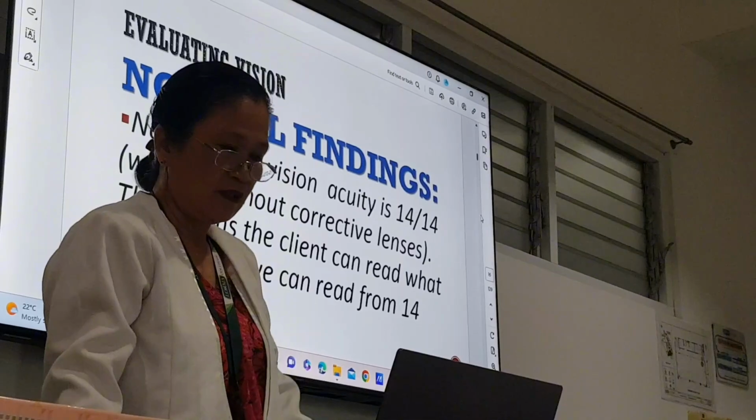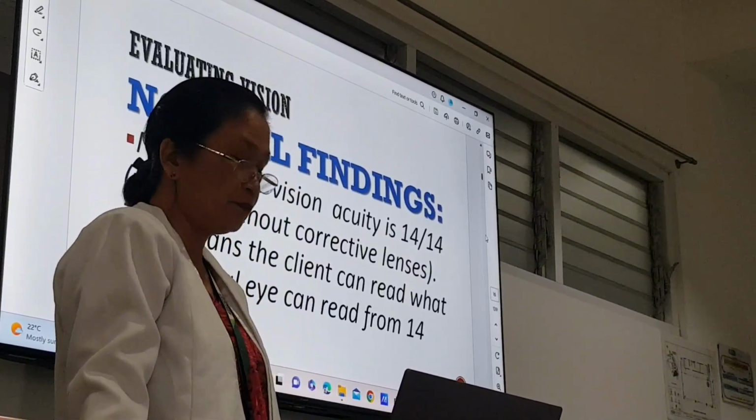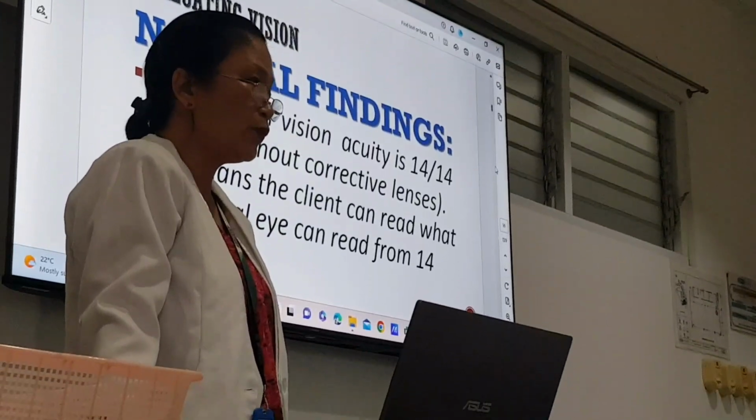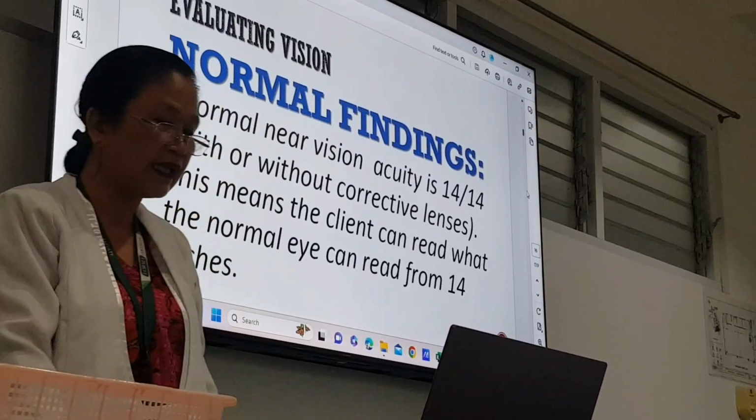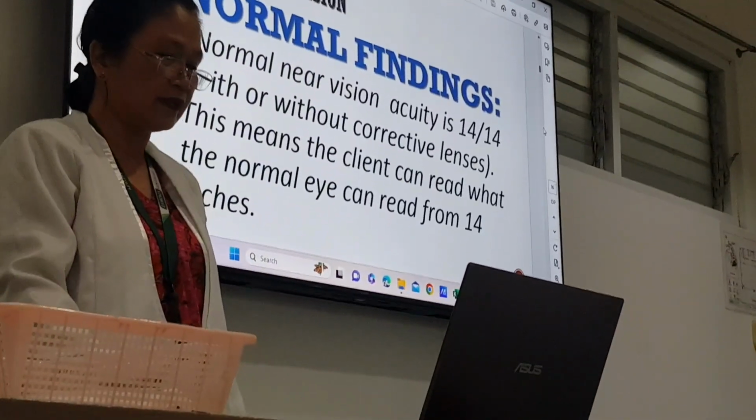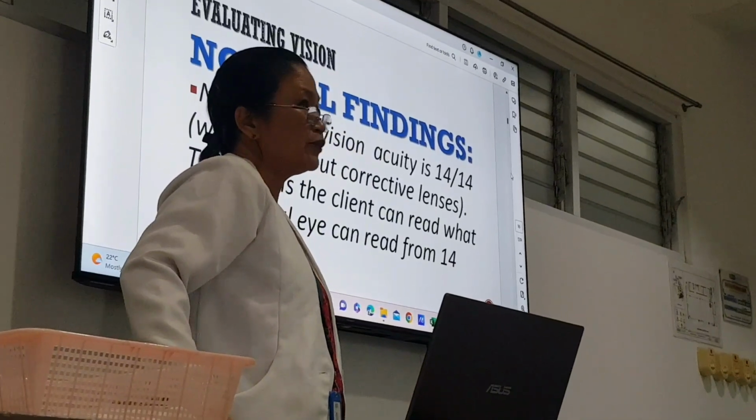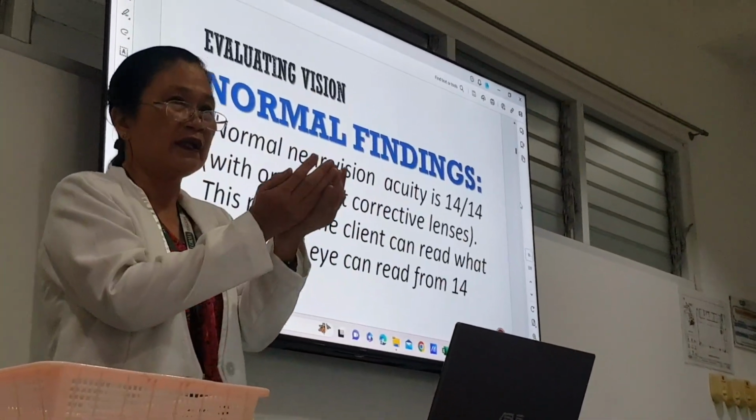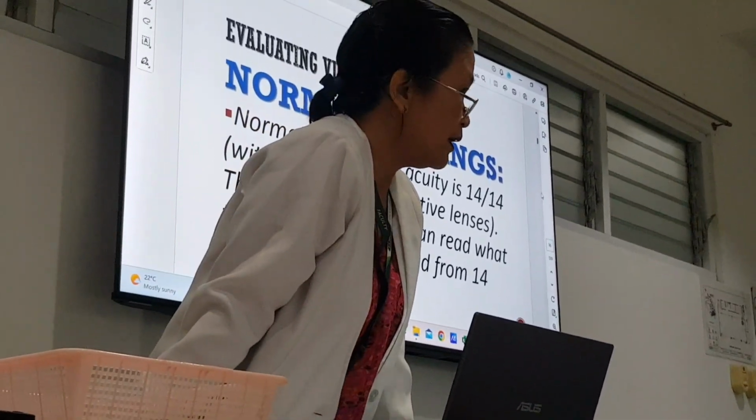Next, this one, your normal near vision acuity is 14/14, with or without corrective lenses. So this means the client can read what the normal eye can read from 14 inches. Because at your age, imposible naman that you cannot read a small letter. Kayo nga, di ba, what will I say?